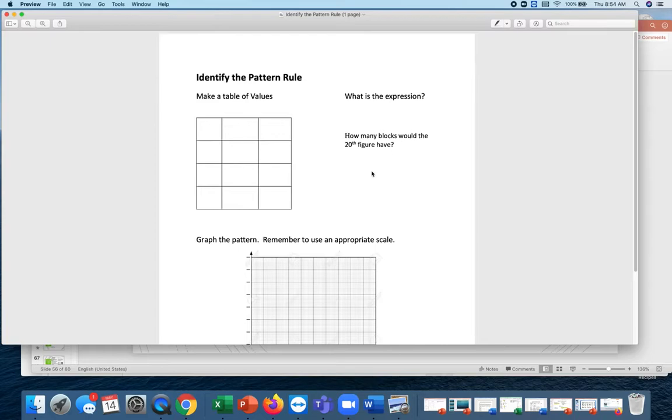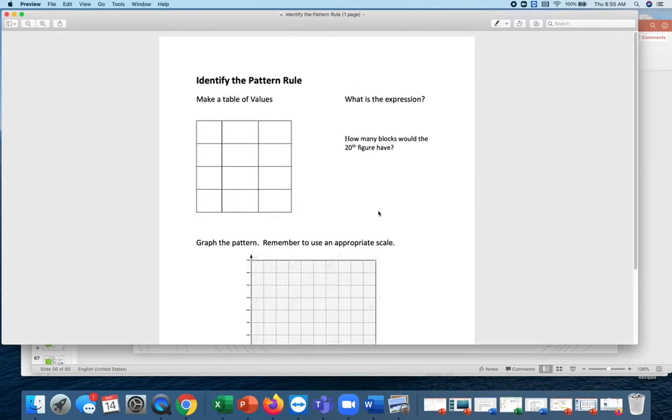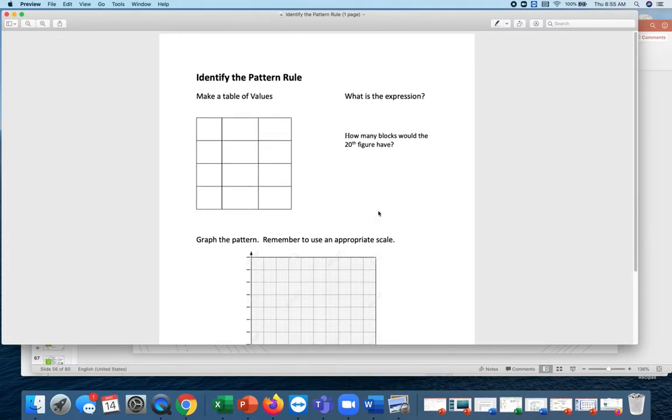Then you need to do this part. What is the expression? How many blocks would the 20th figure have? Graph the pattern. Remember to use an appropriate scale. Also remember that you should have the axes labeled. So not just this is X and this is Y, but something more specific, like maybe you want to say figure number, for example. And then you plot the points. So that is what I am expecting to be done.